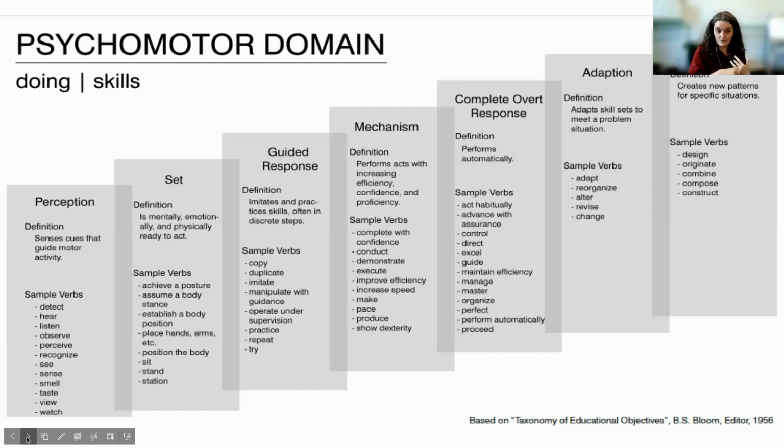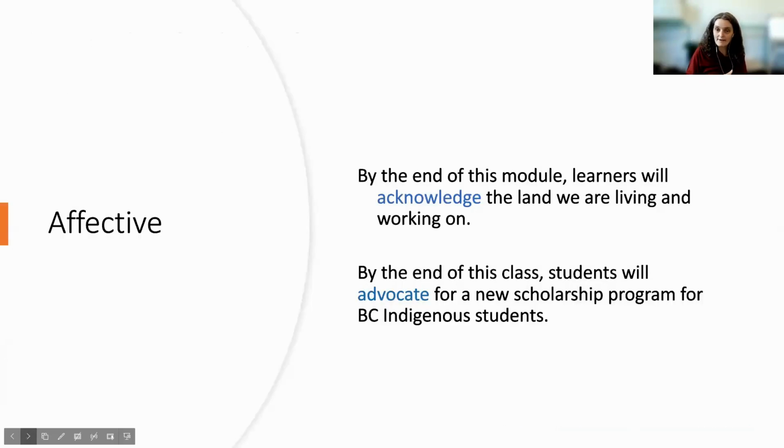Do I want them to be able to recognize? Do I want them to be able to duplicate something? Or all the way up, do I want them to be able to do something very original like design and originate? So those are in the psychomotor domain. And then our third domain would be the affective.